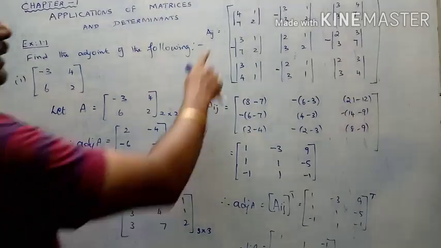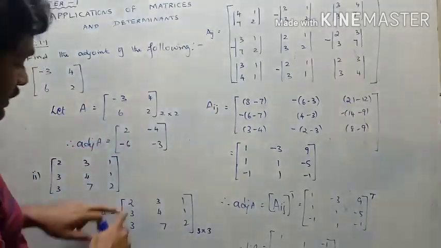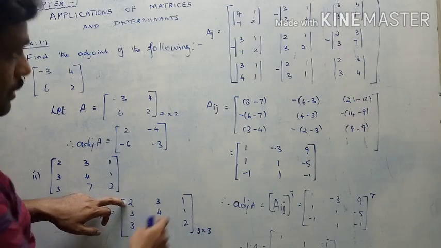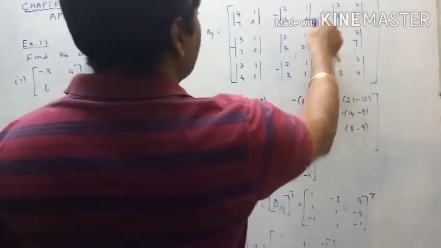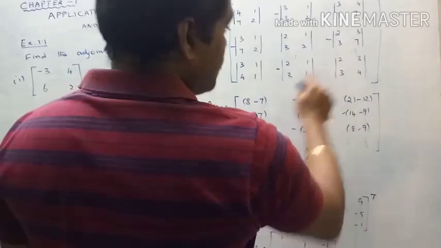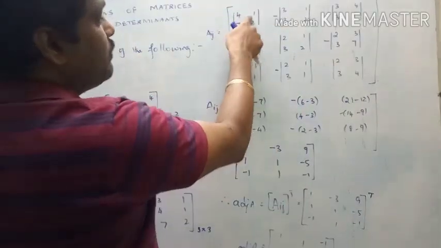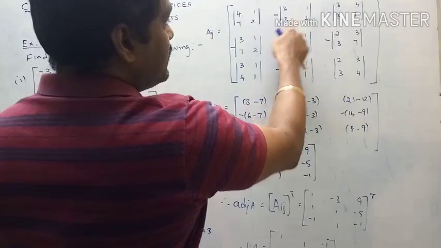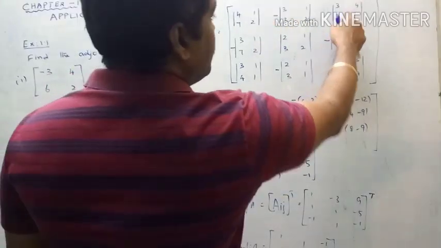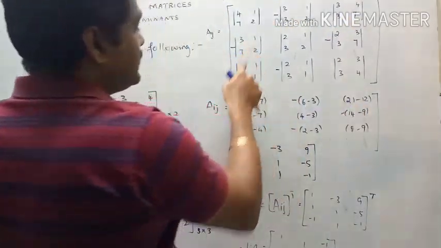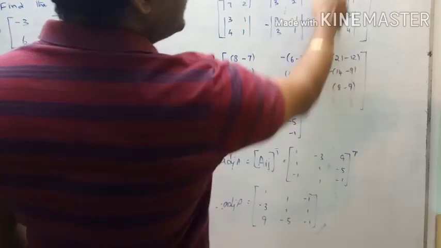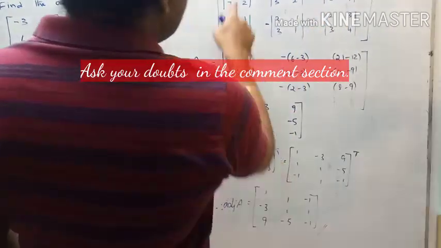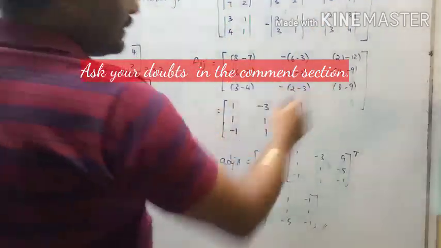Find the cofactor matrix. How to find the cofactor matrix? For each element, just leave the respective row and column. We'll get the 2 by 2 determinant, followed by plus minus plus minus plus minus plus minus plus. And expand everything: 8 minus 7, 6 minus 3, followed by minus, 21 minus 12, 6 minus 7, and so on.